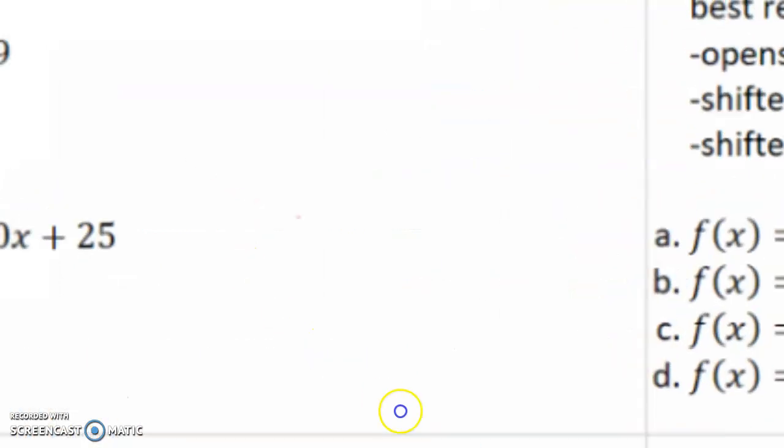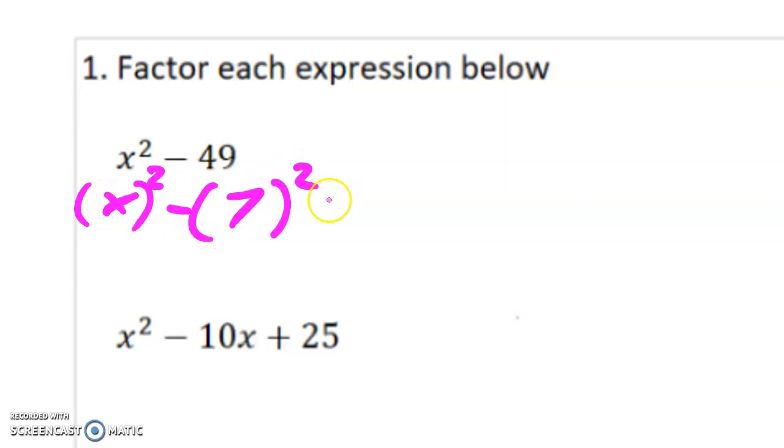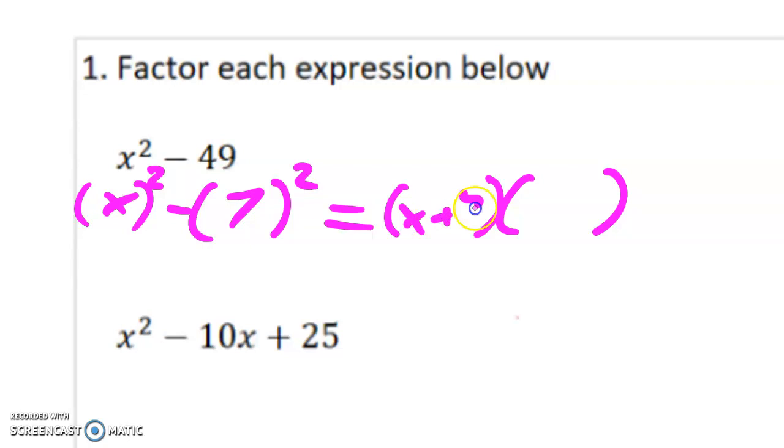Let's look at this first problem. It's asking us to factor a couple expressions. I'm looking at this first one, and what I'm immediately seeing is that this looks like it's in the form of one thing squared minus another thing squared, in this case x and 7. That happens to be a difference of squares, and that will factor into x plus 7 and x minus 7.